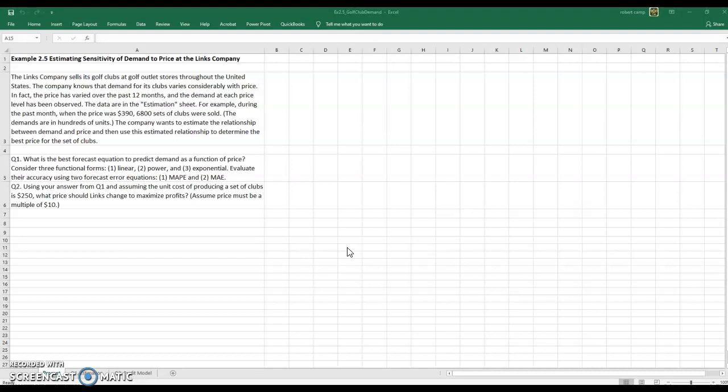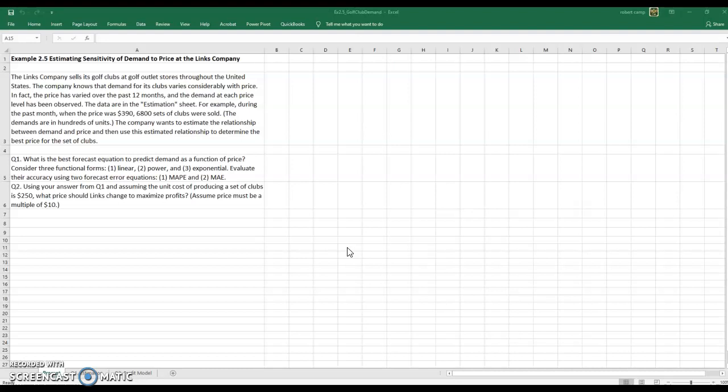For example, during the past month when the price was $390, 6,800 sets of clubs were sold. The demand is in hundreds of units, so it would say 68 instead of 6,800. The company wants to estimate the relationship between demand and price and then use this estimated relationship to determine the best price of the clubs.